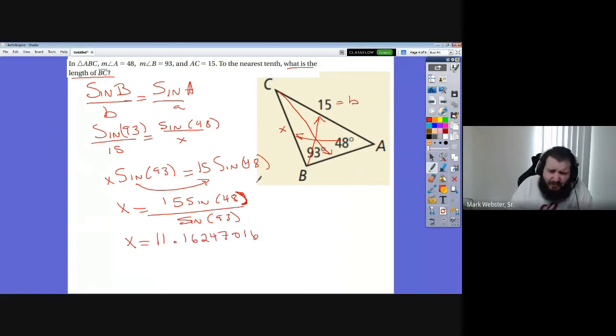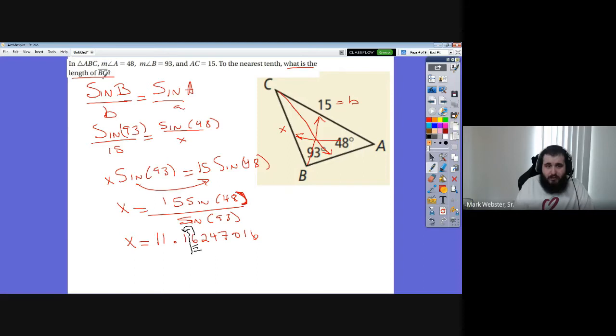And that makes a lot of sense. Look, the bigger angle, 93, is opposite the bigger side, 15. The smaller angle, 48, is opposite a smaller side, 11, right? So that makes sense. If ever you get a situation where that isn't true, then you know you done goofed somehow.